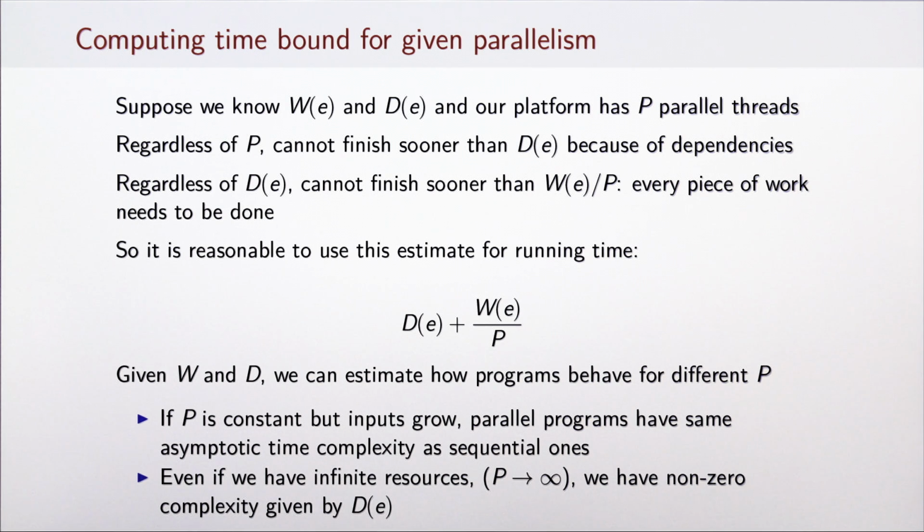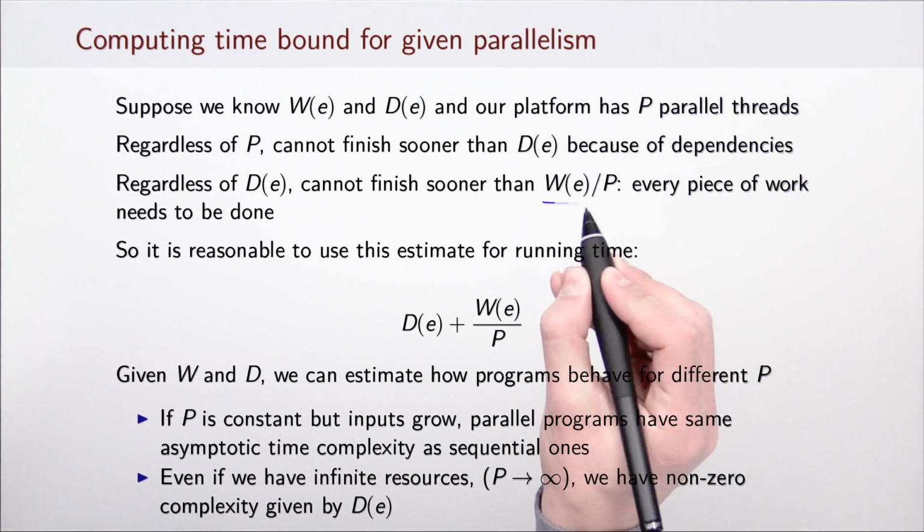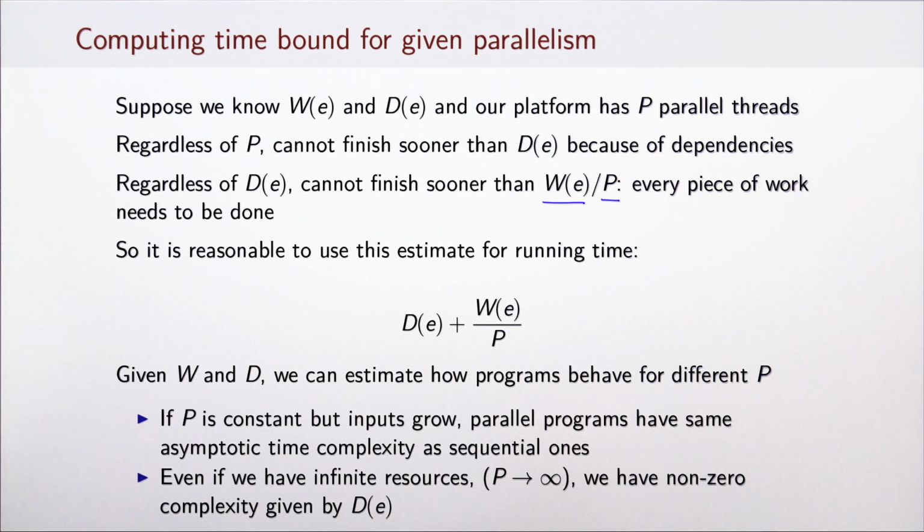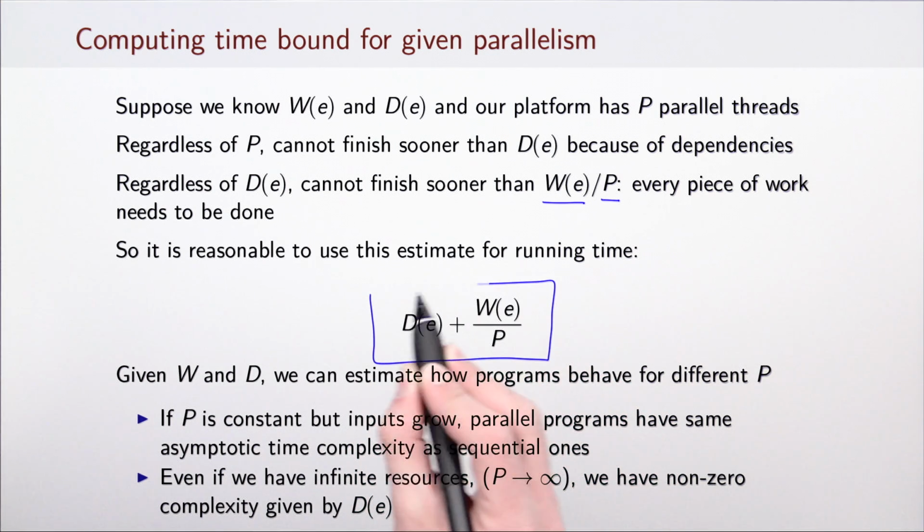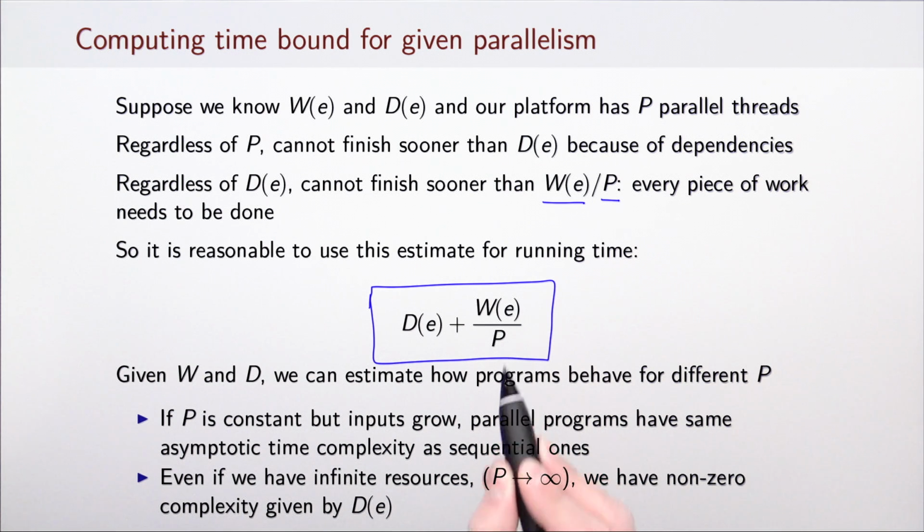So that's the best case. At the same time, regardless of depth, we cannot finish sooner than the total amount of work divided by P, because realistically, every piece of work will need to be done by some piece of parallel hardware. If we combine these two observations, we conclude that it is reasonable to use the following estimate for the running time of a parallel program in case we have p parallel processing units. We'll take the depth of the expression and add work divided by p.